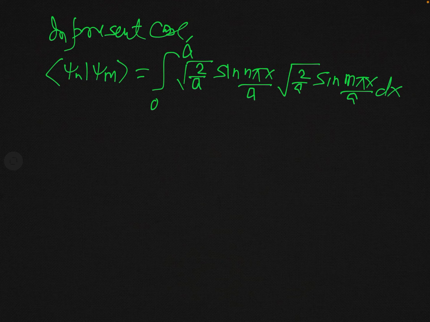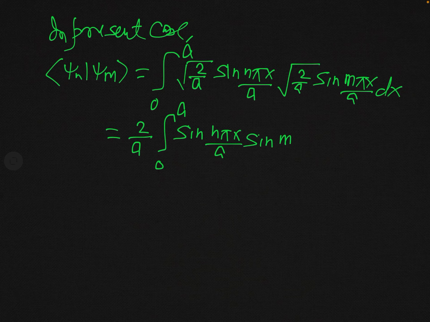Actually we will write it. This is 2 over a, integral 0 to a, and this is integral sine n pi x over a times sine m pi x over a dx. Now we know that this integral is what?